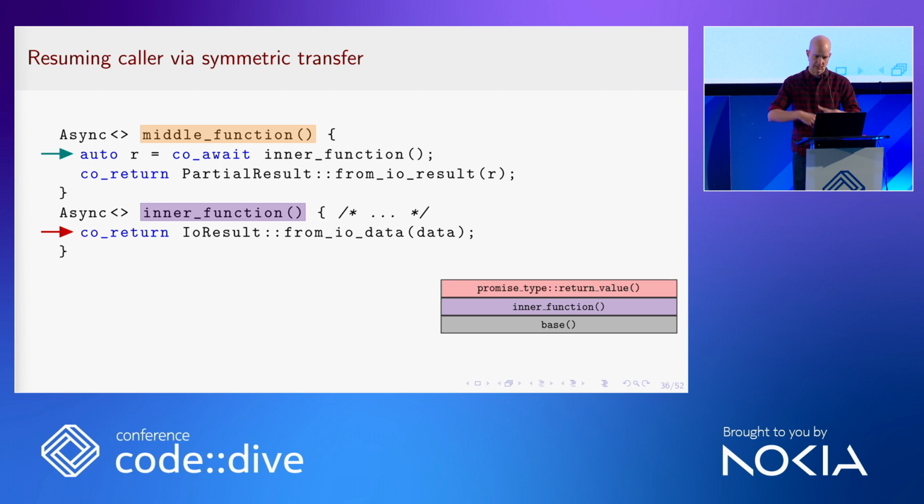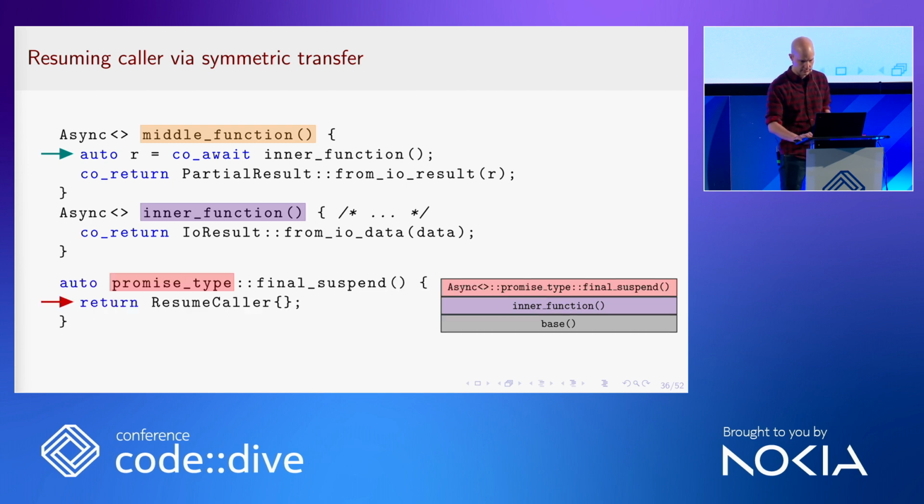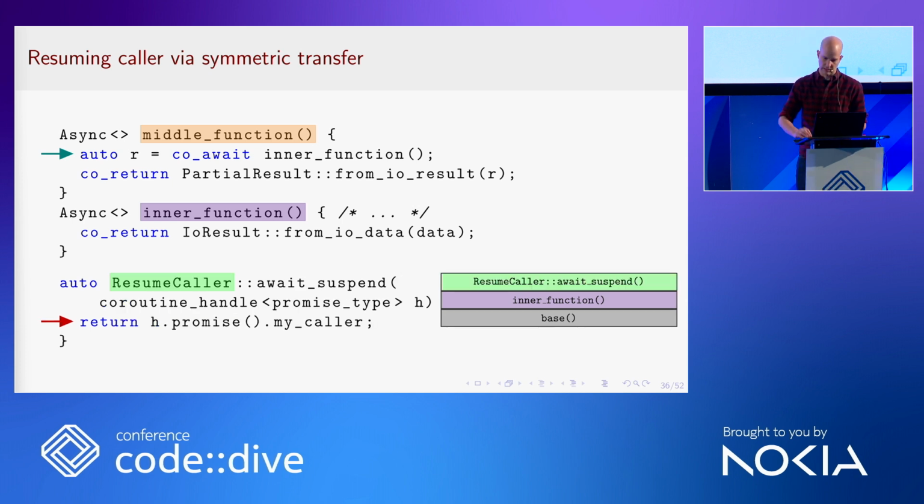So what happens is the inner function is done. We call return_value to handle whatever happens with the return value, and then we call final_suspend. So we've now fallen out of the body of the inner function, and then we get to final_suspend in the promise. This will now construct this resume caller awaitable, and then the language mechanism will call await_suspend on that awaitable, and this will now return the handle to the outer coroutine.